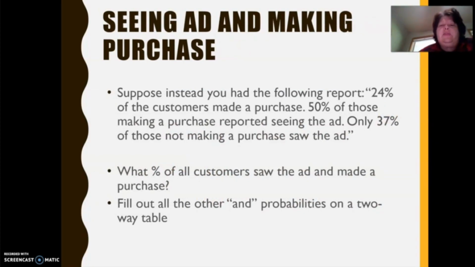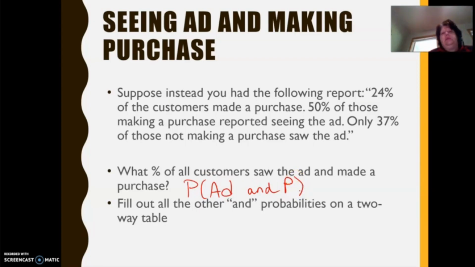Suppose instead you had the following report. 24% of the customers made a purchase. 50% of those making a purchase saw the ad. 37% of those not making a purchase saw the ad. So now you know about the people who made a purchase and you know about the people who didn't make a purchase. And you want to put those together. What percentage of all customers saw the ad and made a purchase? So you want probability saw the ad and made a purchase.